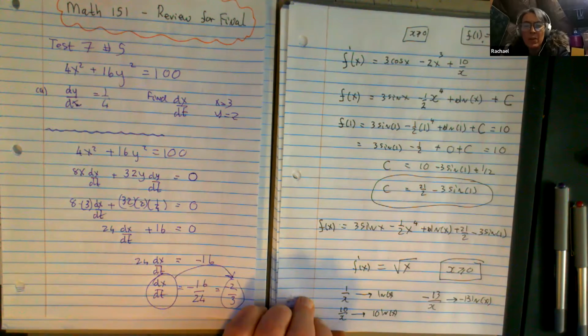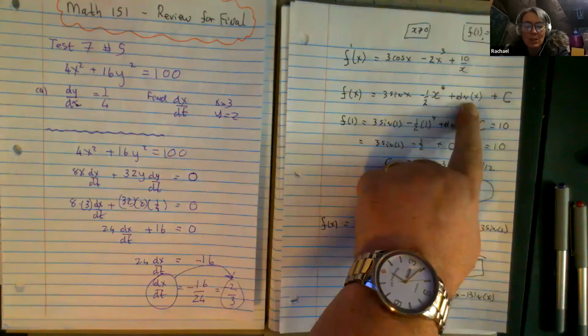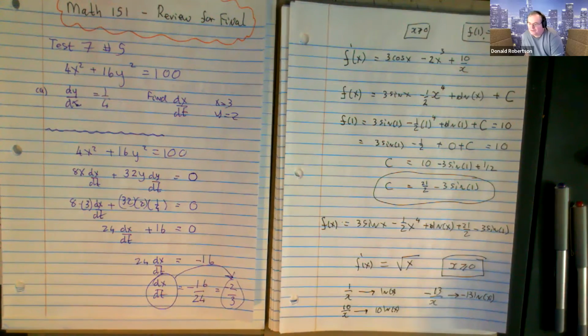Rachel, the x must be positive because they already know that there's going to be a natural log in the answer. They're predicting it before you even see it.